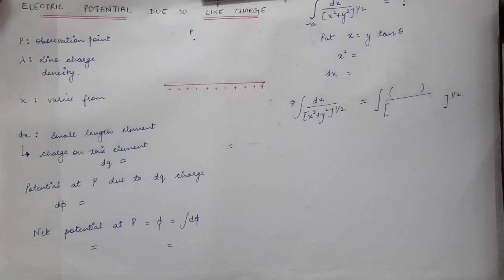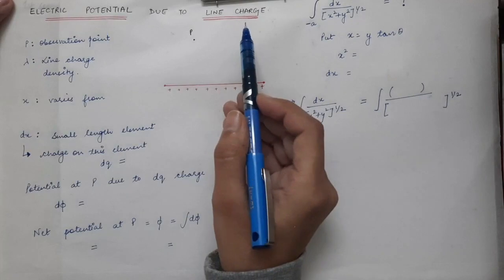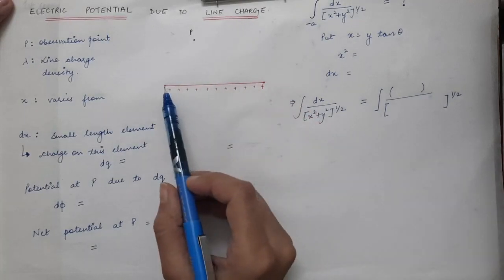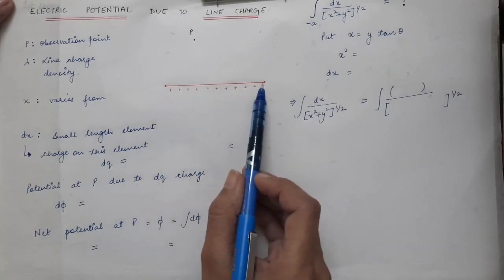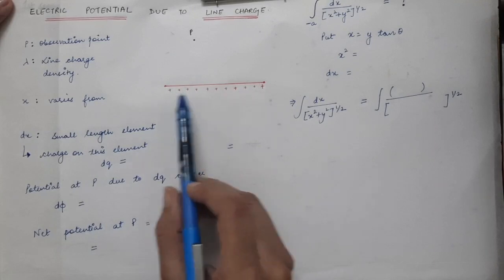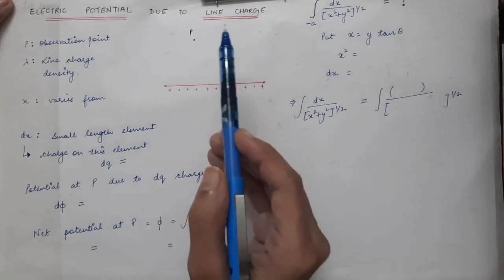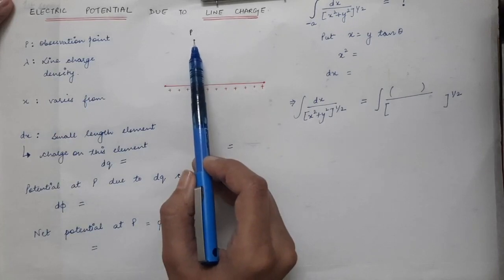Now in this next lecture we are going to find the expression of electric potential due to a line charge. So we will have a charge which is distributed linearly. The charge is distributed uniformly, on a line, and we are interested to find the electric potential at a particular point P.